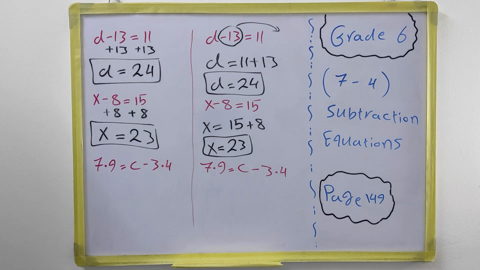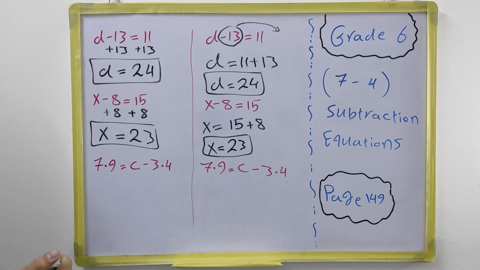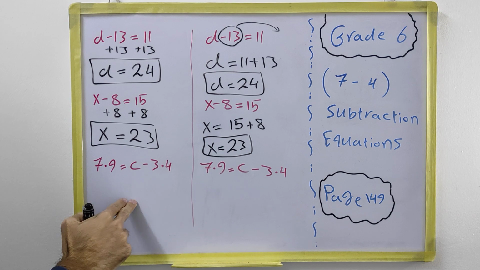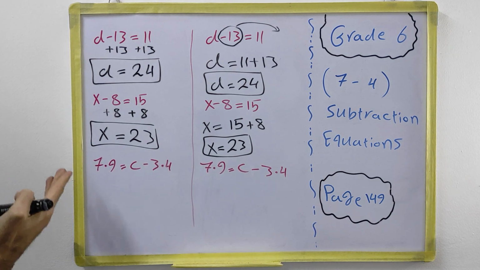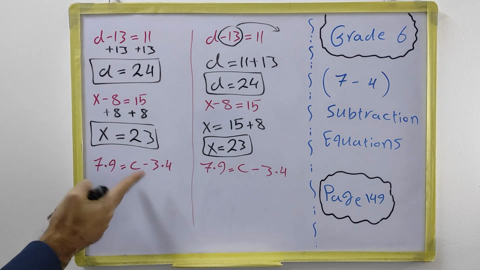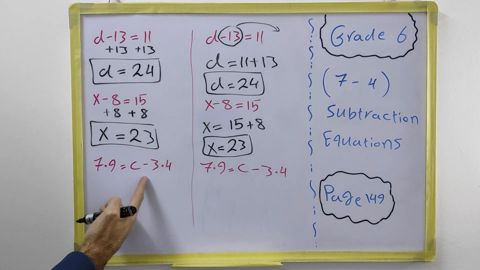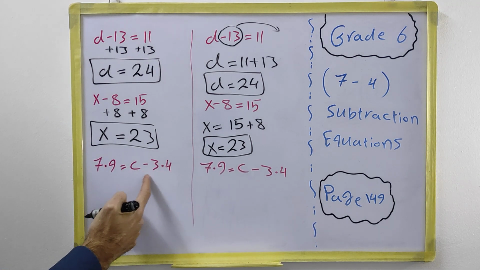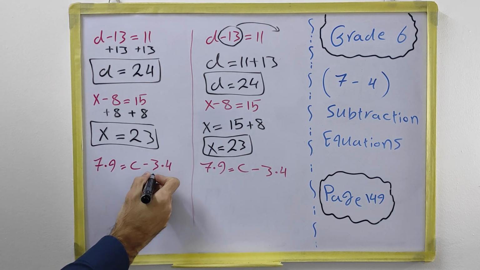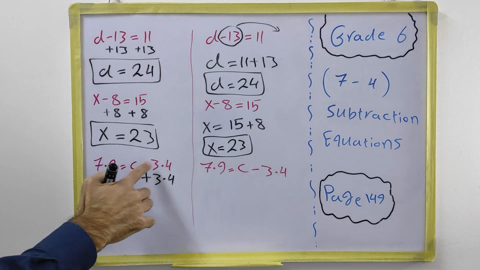In this one we see somehow a difference, which is that the result is here and the subtraction is here. It doesn't change. It's the same as if you say c minus 3.4 equals 7.9, or 7.9 equals c minus 3.4. It's just changing the place, and there's no difference. Here we see we have c minus 3.4. What do we have with the unknown? Minus 3.4. So we put plus 3.4.